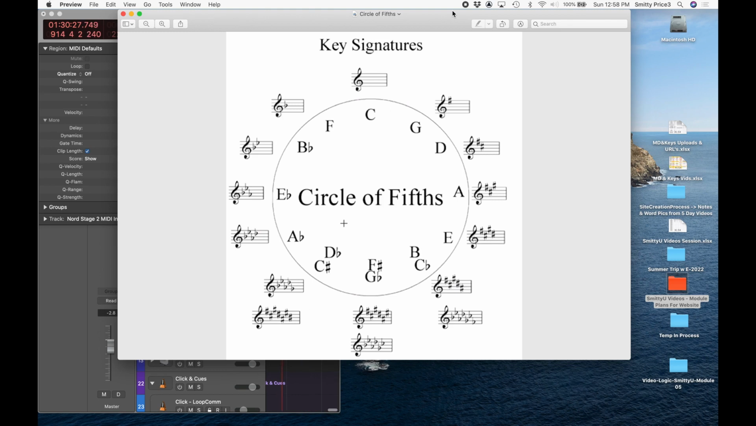So at the top, you notice there's a C up there. Notice there are no accidentals in that key signature, because there aren't any. Remember, our key of C is just all the white keys on the piano, no sharps or flats. C, D, E, F, G, A, B, C, right?